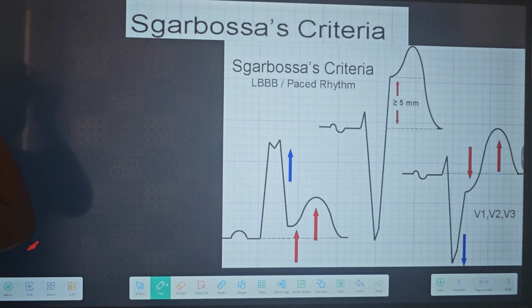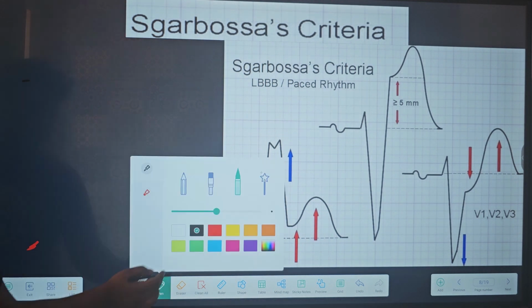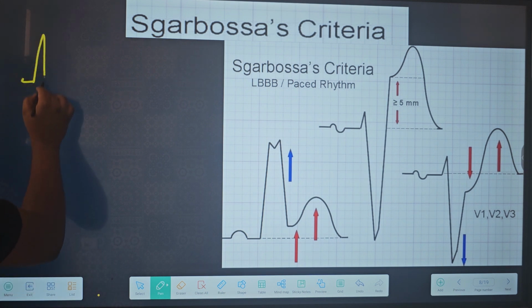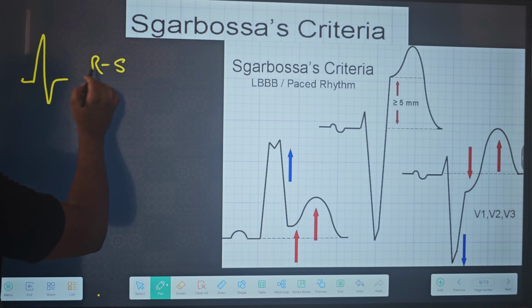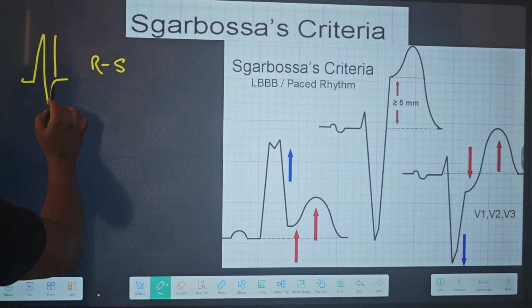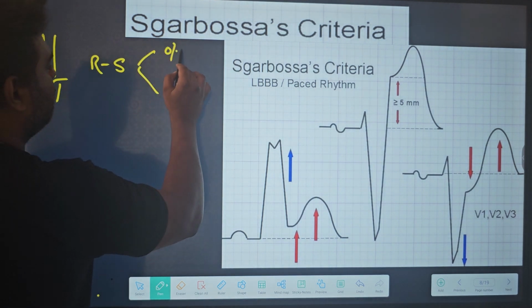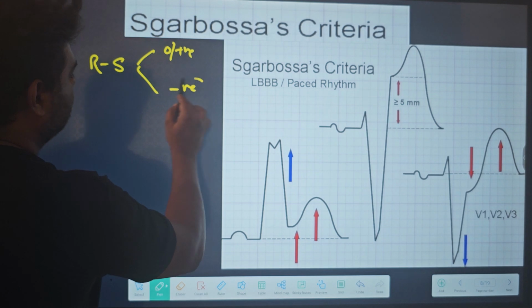First understand, initially I have told you that if this is our QRS complex, we have to calculate R minus S. R is the height of the QRS above the baseline, S is the depth of the QRS below the baseline. It can come out zero or positive, or it can come out negative. Okay.